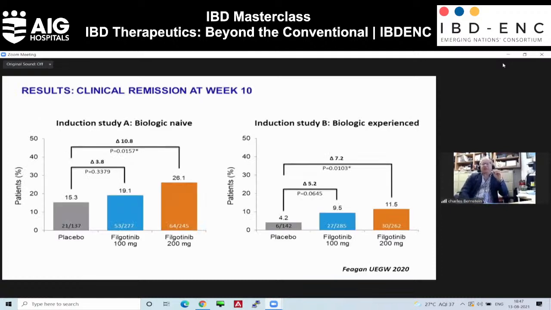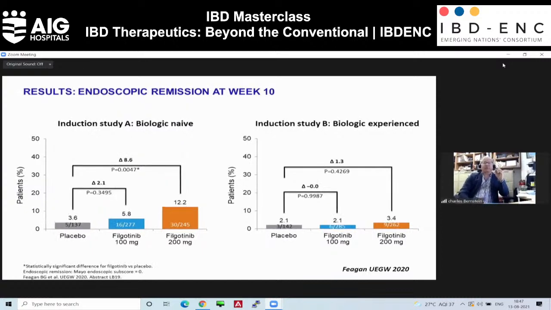And you can see these data presented by Brian Feagan last year at UEGW, where filgotinib at 200 milligrams per day was clearly the dose that was going to be the one to move forward, both in biologic naive and biologic experienced patients. And in biologic naive, it seemed to do better than biologic experienced. We've seen that kind of sentiment before. And this is endoscopic remission, where 200 milligrams is clearly the dose over 100 milligrams, with not quite as robust data as we saw with tofacitinib, but nonetheless statistically significant.